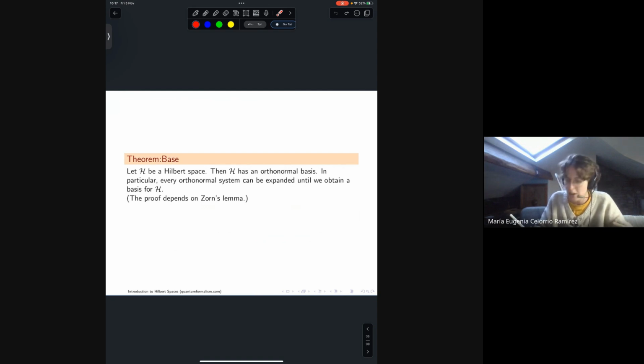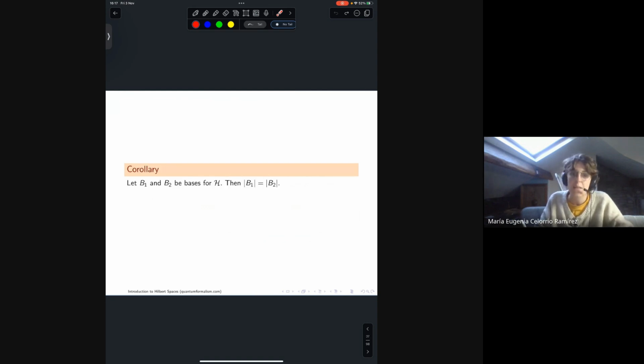So there must be some kind of uniqueness in these bases that we are talking about. And that kind of uniqueness is going to be given by the cardinality of the bases. Whenever we have two bases for the same Hilbert space, the cardinality is the same. You cannot have a basis of 2 elements and another basis with 3 elements. If one basis has 2 elements, any other basis will have 2 elements, and if one has countably infinite elements, every other basis will have countably infinite elements.